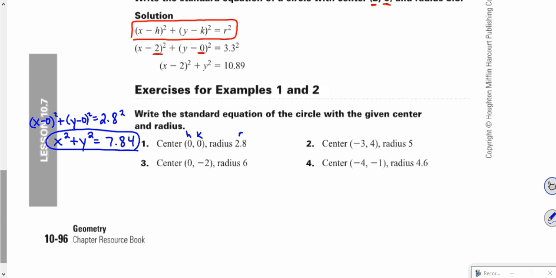I'm literally just plugging in the h, the k, and the r. Okay, number 2, same thing. Here's my h, here's my k. The radius is, of course, my r.